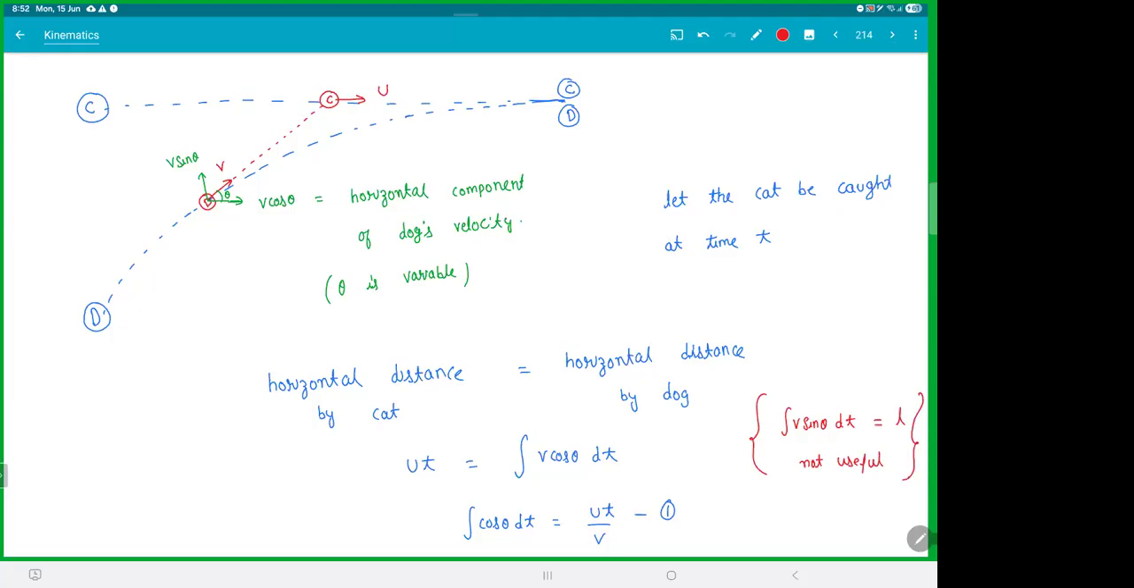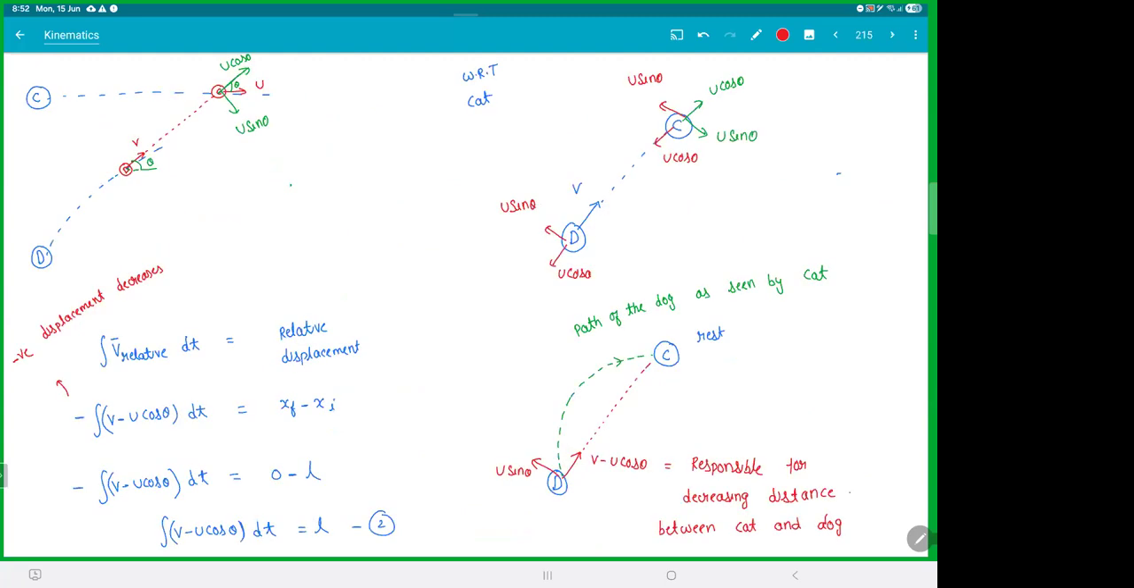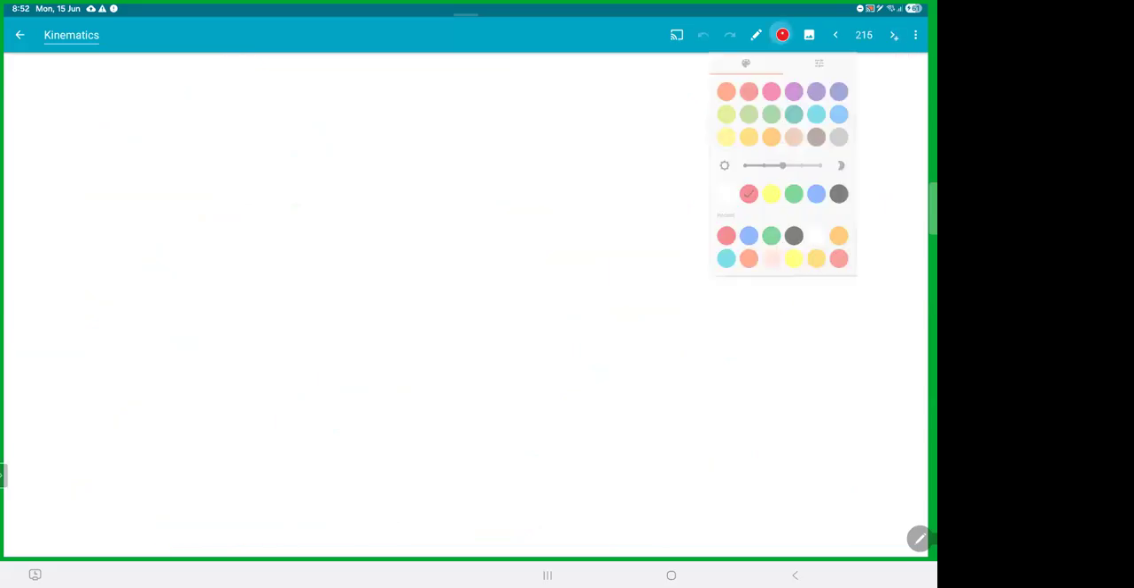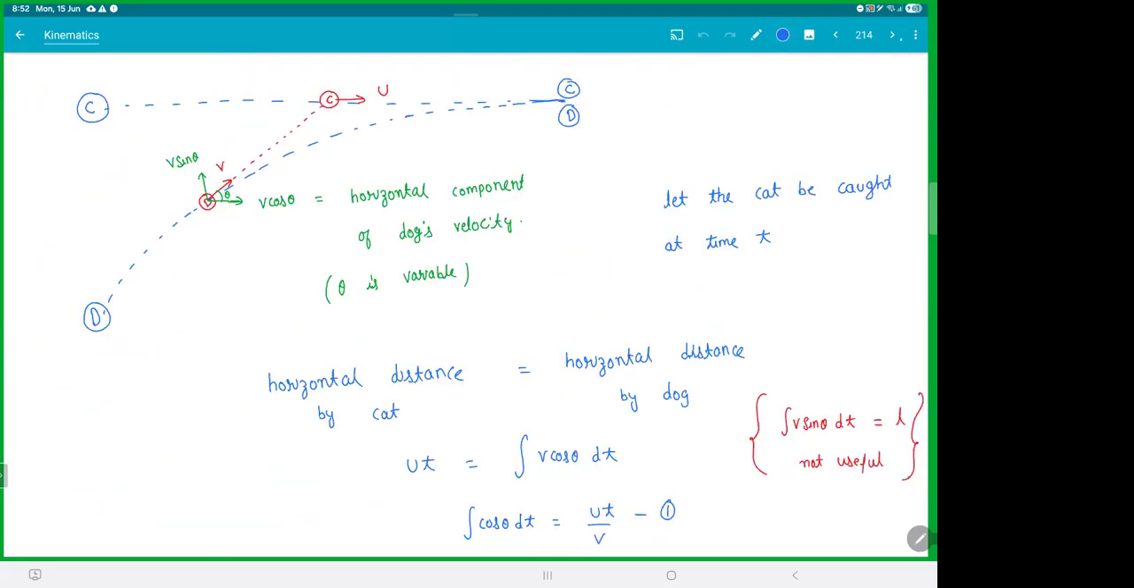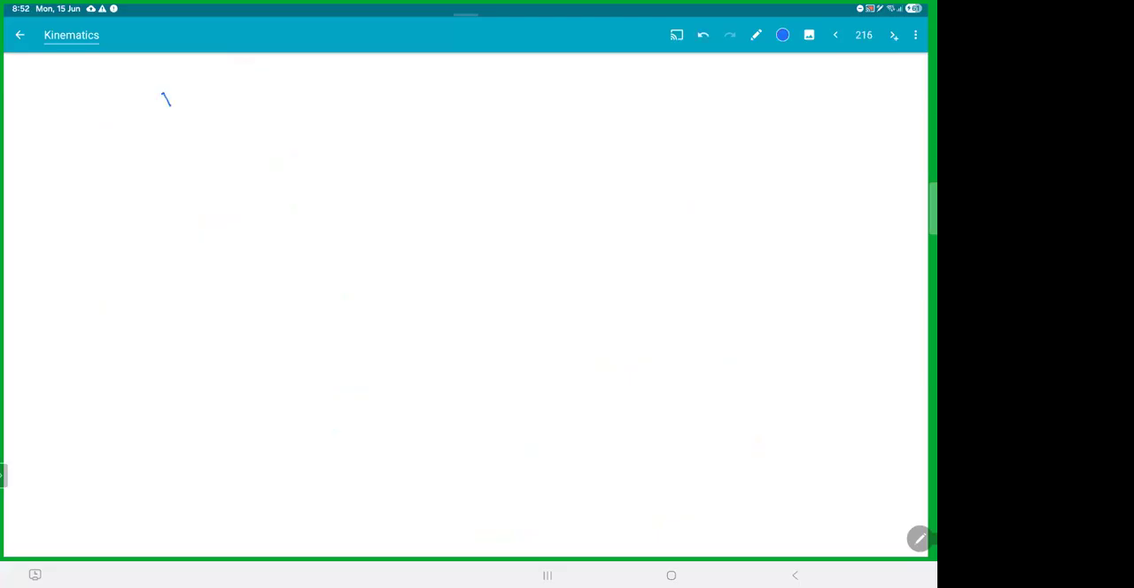Because the horizontal will give you the x coordinate, the vertical should give you the y coordinate, which is L, isn't it? When the dog catches the cat, what is the vertical displacement L? Once we get the equations, what is equation 1? Integral cos theta dt is u t by v.